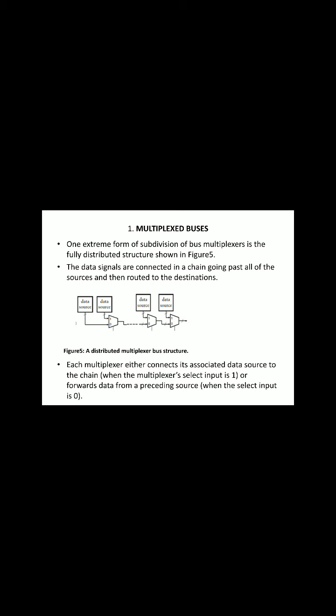Each multiplexer either connects its associated data source to the chain, or it forwards data from a preceding source. It means when the multiplexer select is 1, it passes data source 1, or if it is 0, it transfers data source 2. Okay, you can see the data destination is getting its input from the multiplexer output.